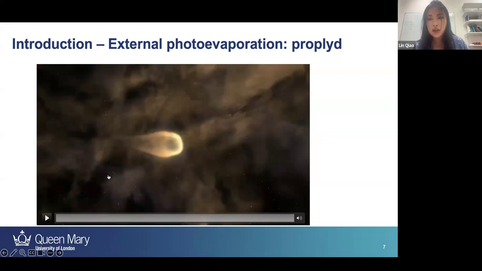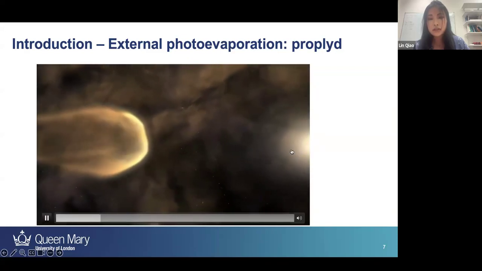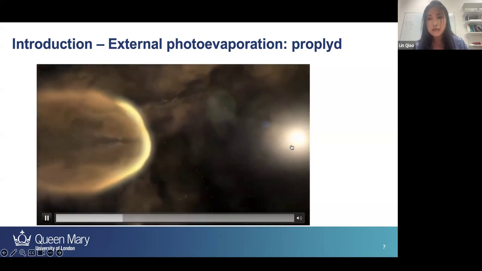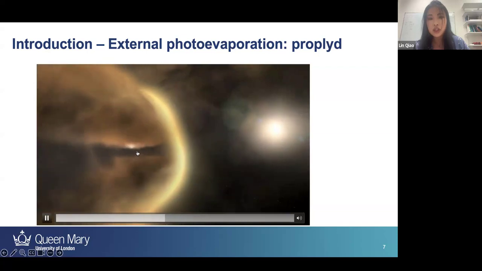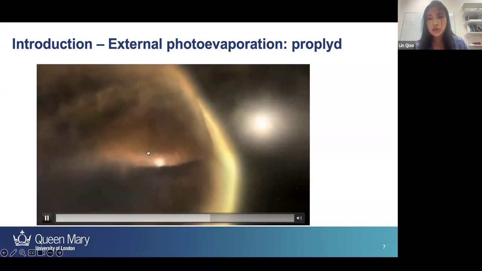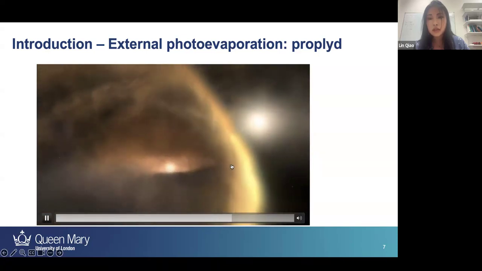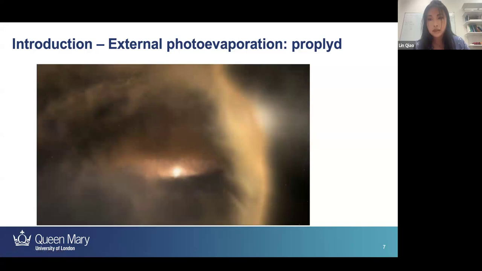This is an artist's impression of a proplyd. On the right-hand side of this video is a massive external star giving off UV radiation that reaches the disk surface. It launches a wind from the disk surface with this cocoon of thin ionization front with a cusp pointing towards the radiation source.